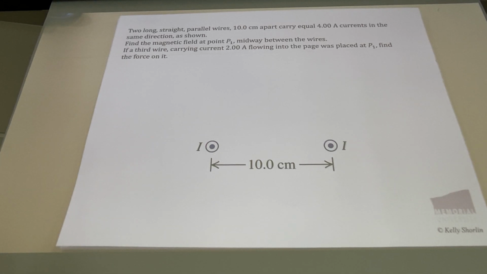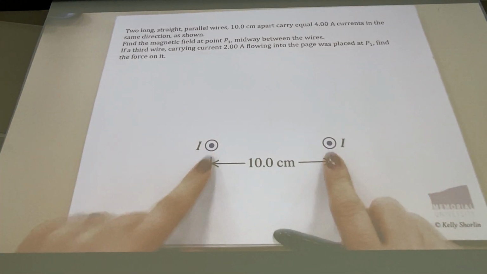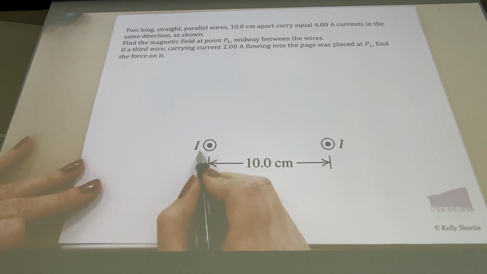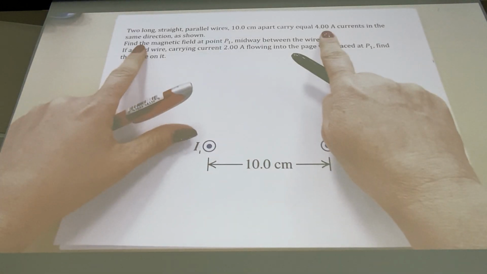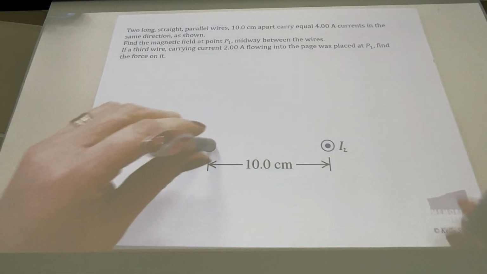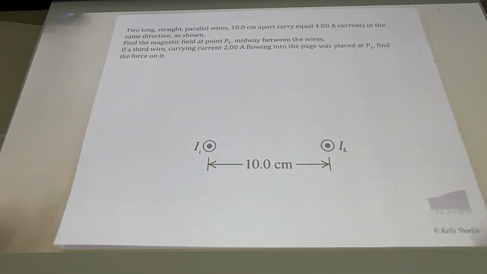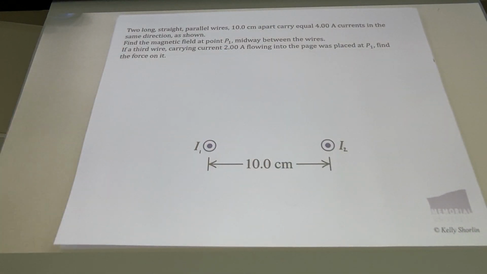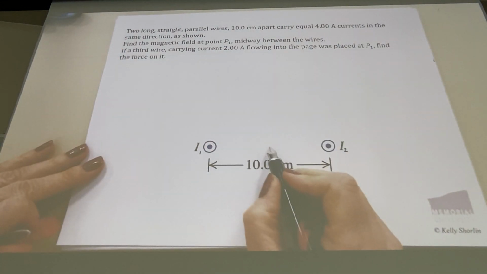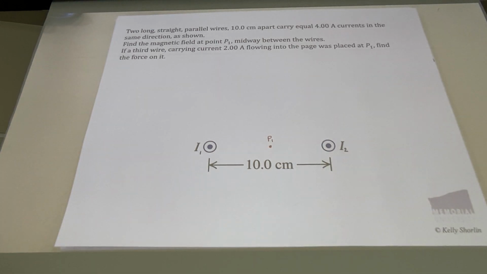So let's say we start. We have 2 long, straight, parallel wires. They're 10 centimeters apart, so here's our 2 wires. If you wish, you can call them I1 and I2. Probably I would do that. They each carry current of 4 amps and in the same direction. So these are 2 wires that look like this, right? They're parallel, they're sticking out of the page pointing towards you. Find the magnetic field at a point P1, which is halfway between the 2 wires. So here's our point P1. We want to find the net magnetic field right here.